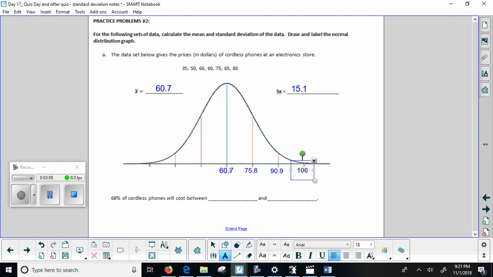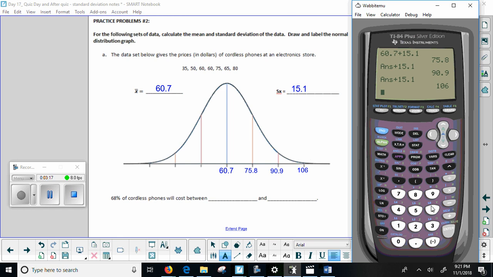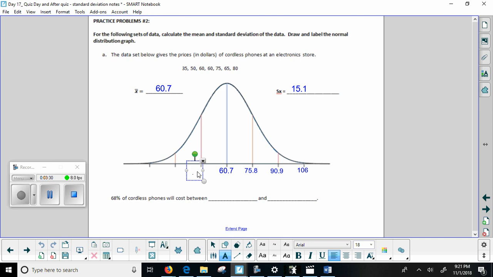Now I've got to go this way, which means I am subtracting because these are below the mean. So I've got to start back at my 60.7, and now I'm subtracting 15.1, and I get 45.6.